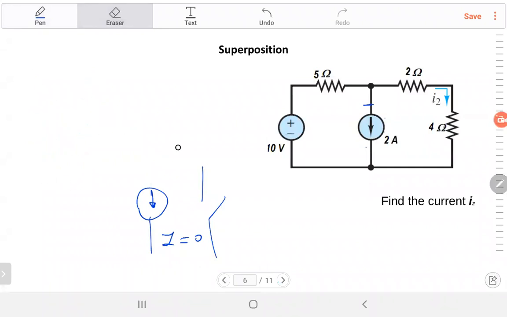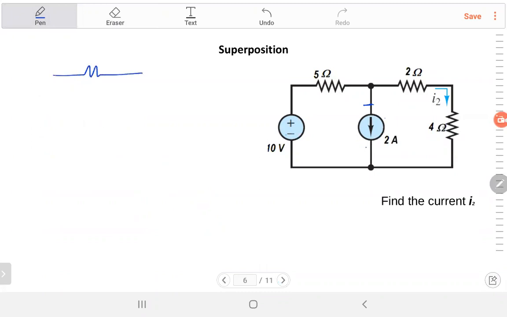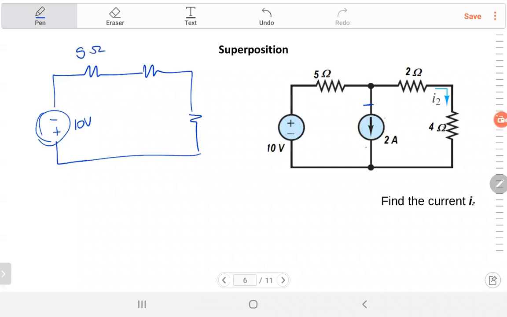I want to find the current I2 in the resistance 4 ohm. Let's start with the 10 volt source. So I want to put this current equal to 0. I'll sketch the circuit again and I'll show you how it's done. That's the circuit: 10 volt, 5 ohm, 2 ohm, 4 ohm, and I'd like I2. Well, I will write I2 dash because I'm going to get two currents: I2 dash due to the voltage source and I2 double dash due to the current source. Then I add them.